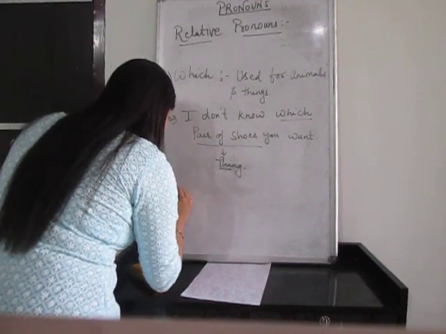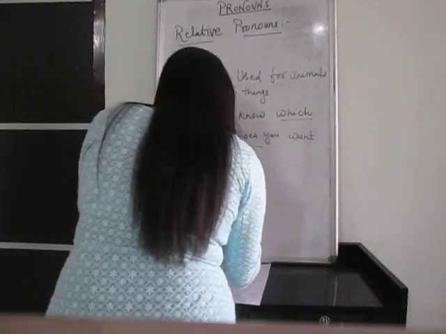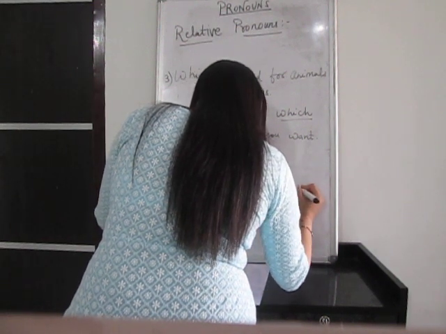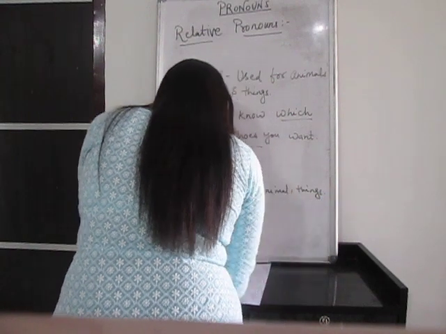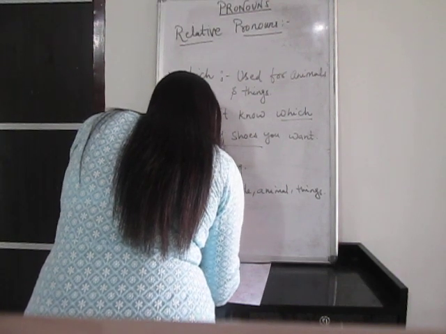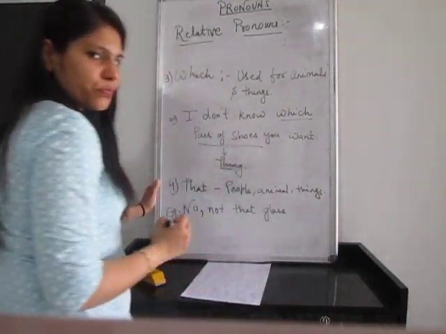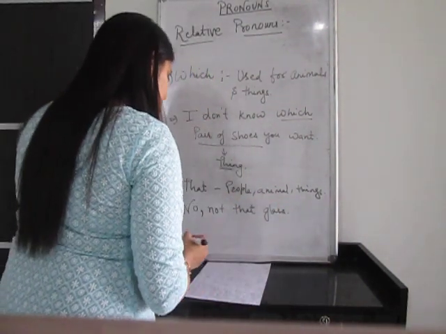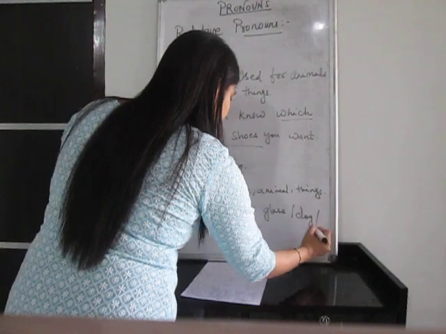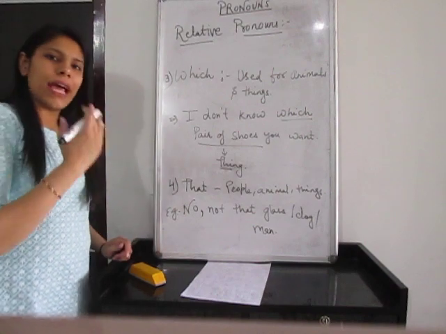Now let's talk about that. That is used for people, animals, things, everything. For example, not that glass. It is a thing. Suppose it had been a dog, not that dog, or not that man. So we can use that with person, animal and things.